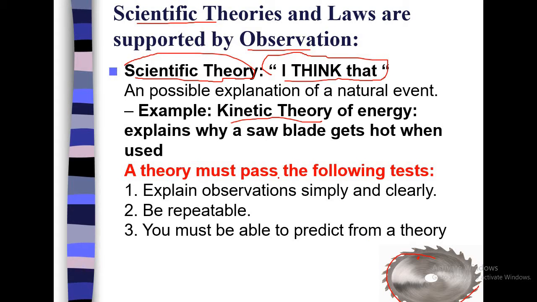A theory must pass the following tests. Any theory must pass through these tests. It must explain observations simply and clearly. It will be repeatable. You must be able to predict from a theory. First, you use a theory to explain observation, and it must also be repeatable. You must be able to predict from a theory.